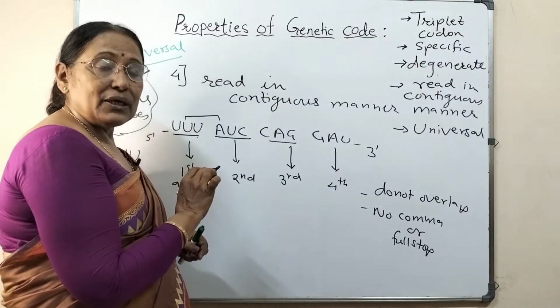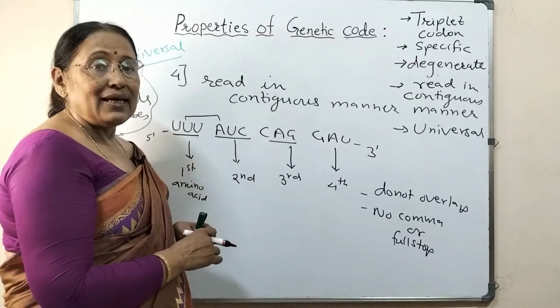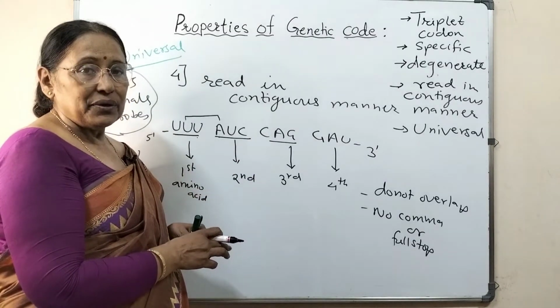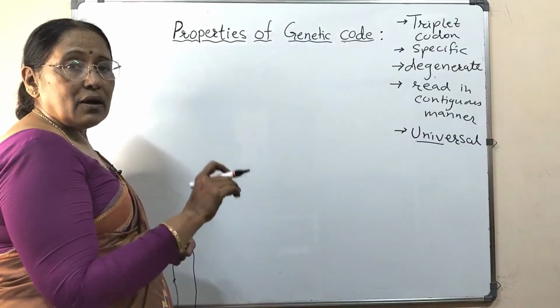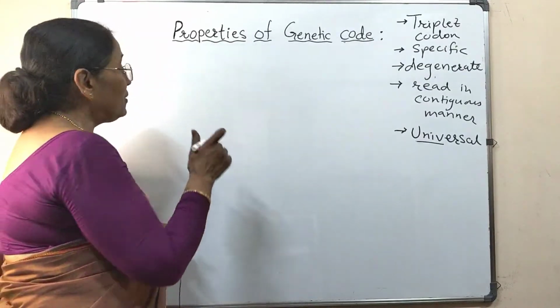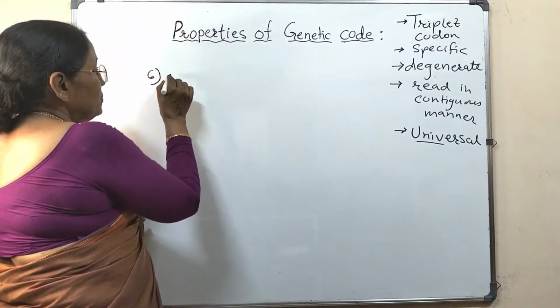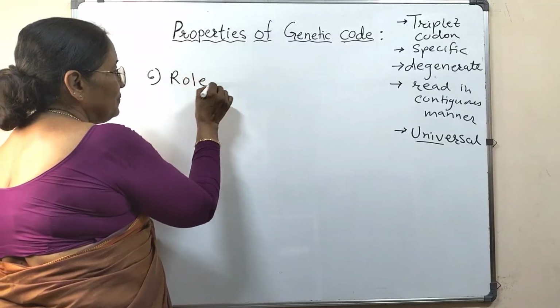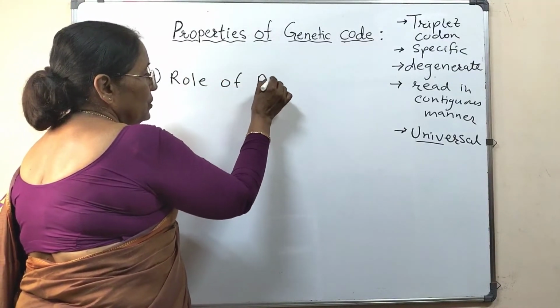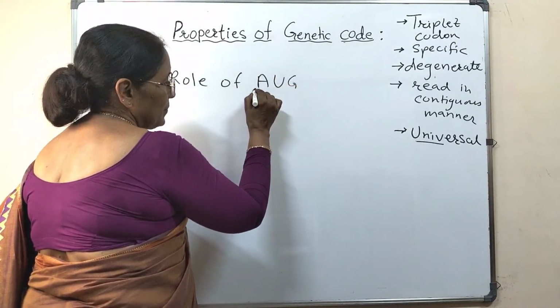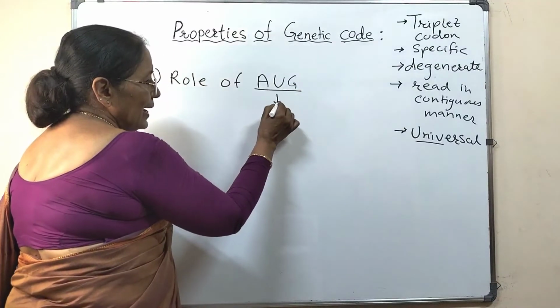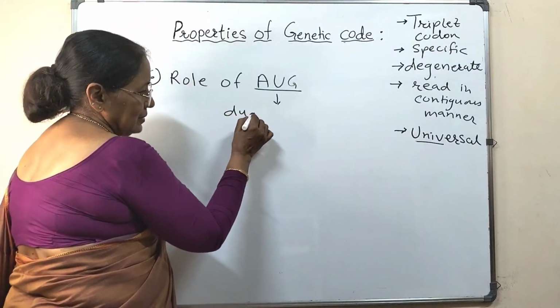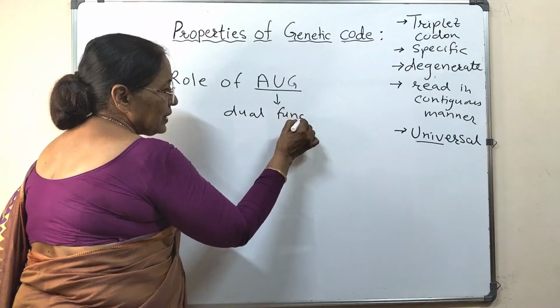Now let us see the role of methionine, the last property given in your NCERT. Now we are going to see the role of the codon AUG. This codon has a dual function.